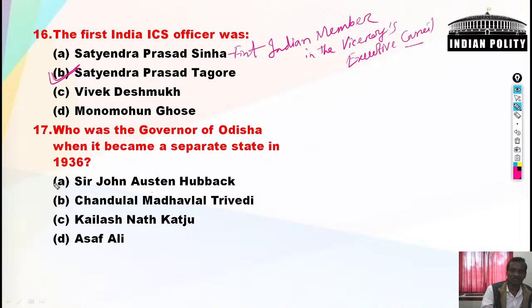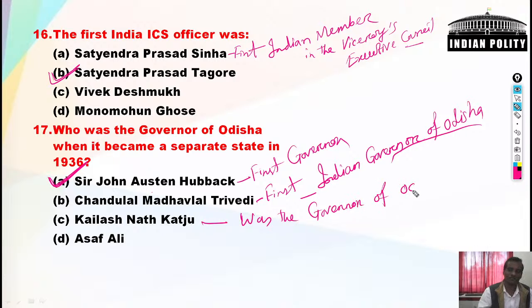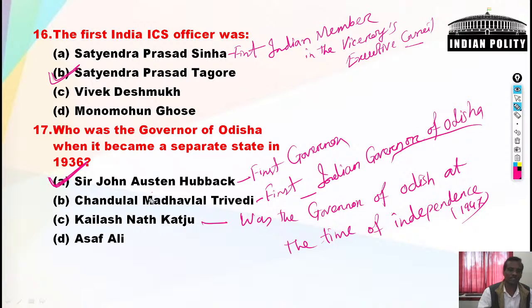Okay, now who was the governor of Odisha when it became a separate state in 1936? That is John Austin Hubback. Remember, he was the first governor. Kailash Nath Katju was the governor of Odisha at the time of independence in 1947. So remember, these are the things of 1936-37.